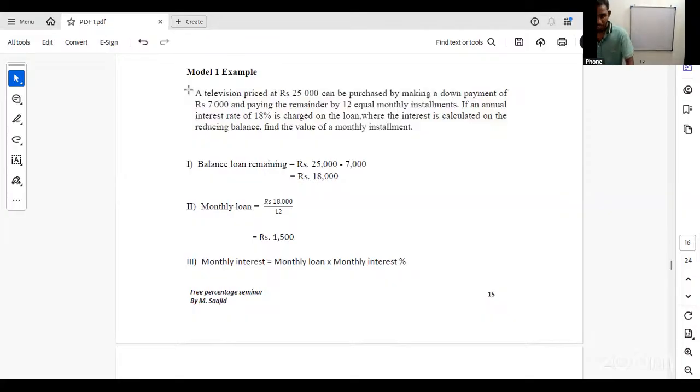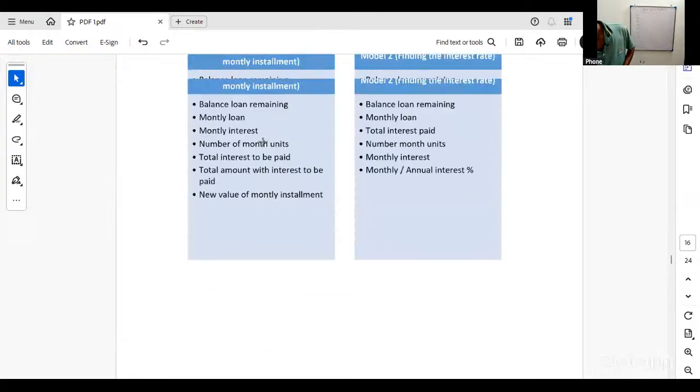Right. Now, first highlight the price of 25,000. The price of the TV is 25,000. This is the first point. Highlight this part. Once you highlight this part, then follow the steps in the first model. We have 7 steps in the first model. Follow the exact sequence of the steps of the model. Let's see, there are 7 steps here.